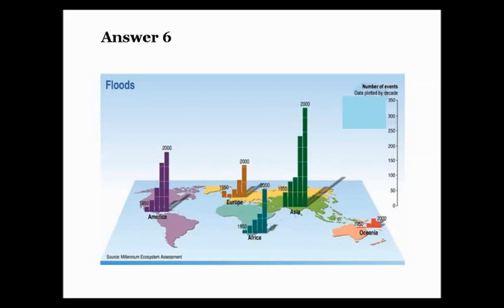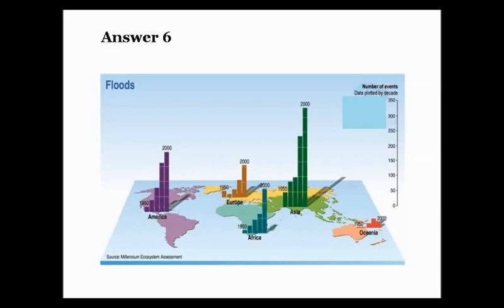This map gives us information about the occurrence of flood all over the world in terms of number of events. To begin with, we can see that there are several sections in this map, including America, Europe, Asia, Africa, and Oceania. According to the graph, in America, the color is purple. The largest number can be found in 2000, while the smallest number can be found in 1950.